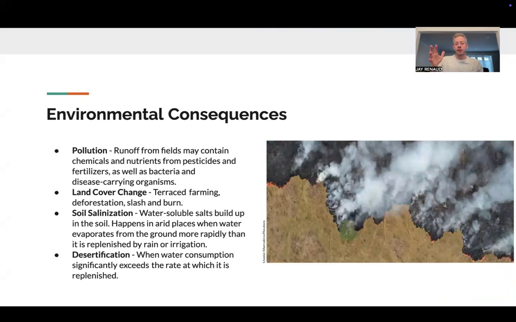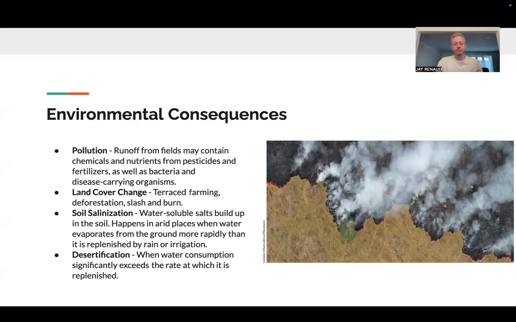More environmental consequences: pollution from chemical runoff. Chemicals can run off into clean drinking water supplies, which is not good. Soil salinization, where the salt in the water begins to build up in the soil. Salt, not good, not good for our soil.